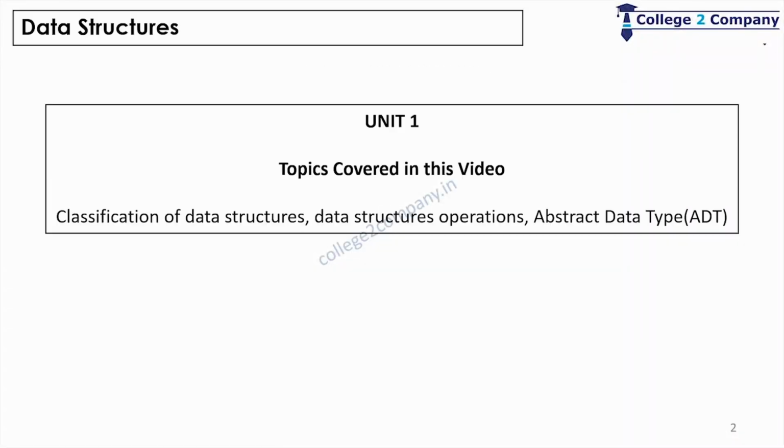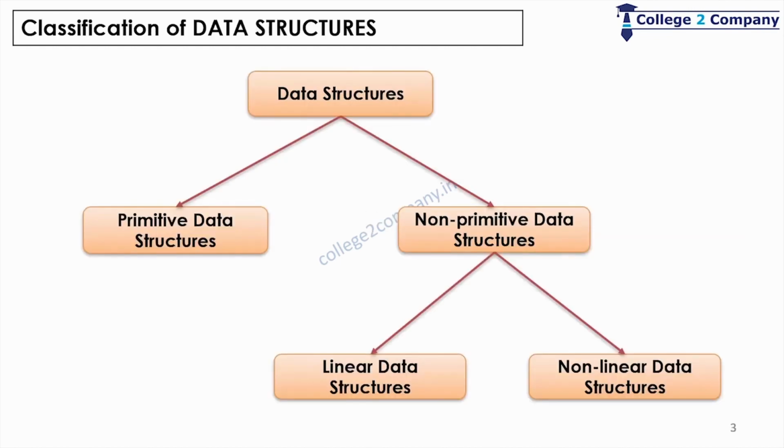In this session, we are going to discuss the classification of data structures, its operations and abstract data type. Generally, the data structures are classified into two main categories. One is primitive and another is non-primitive data structures. Again, the non-primitive data structures are classified into linear and non-linear data structures. Let us understand in detail what are these classifications.